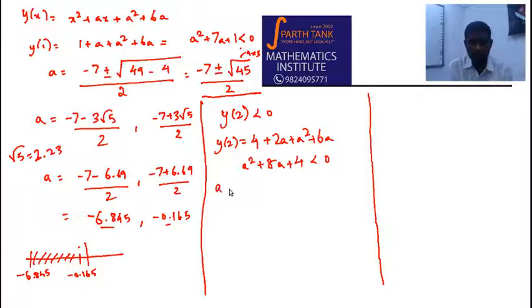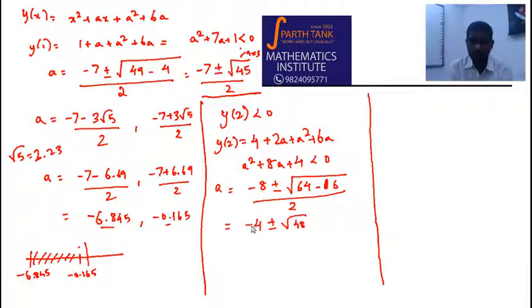Therefore, a should be minus 8 plus or minus square root of b squared, 64 minus 4ac, which is 4 into 4, 16, by 2. Or this is minus 4 plus or minus square root of 64 minus 48 by 2. This is minus 8 plus or minus 4 root 3, because this is 16 into 3. This is minus 4 plus or minus 2 root 3.